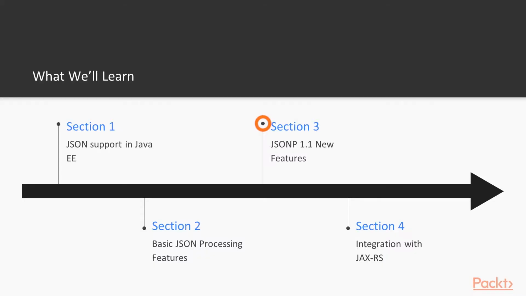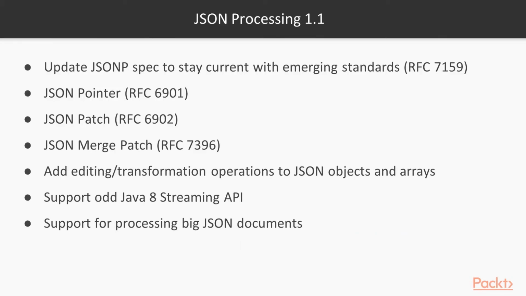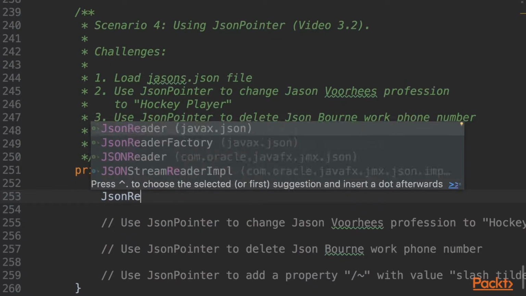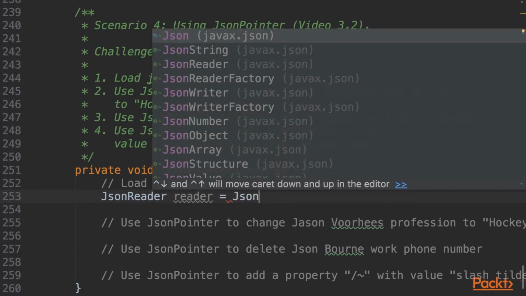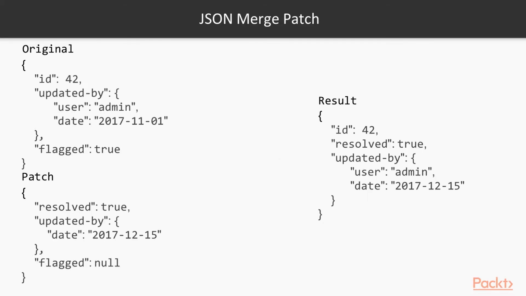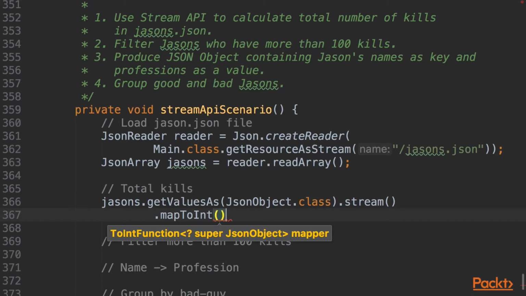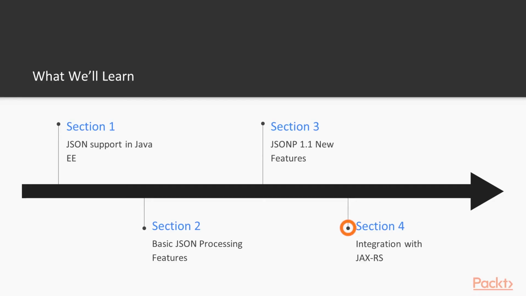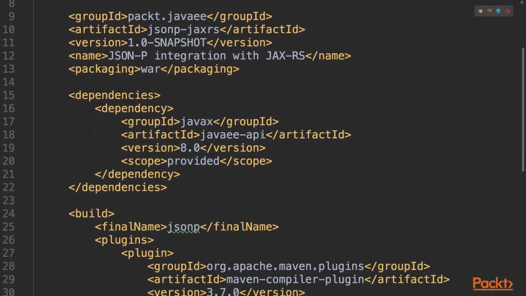After that, we will study features added in JSON-P 1.1, such as JSON Pointer, JSON Patch, and JSON Merge Patch. You will know how to use Java 8 Streaming API and how to simplify processing of big JSON documents. And at the end, I'll explain how JSON processing is integrated with JAX-RS.